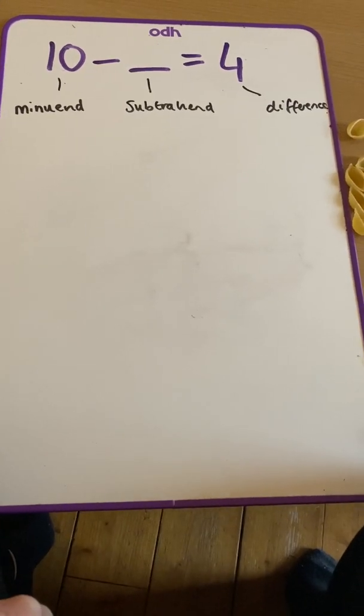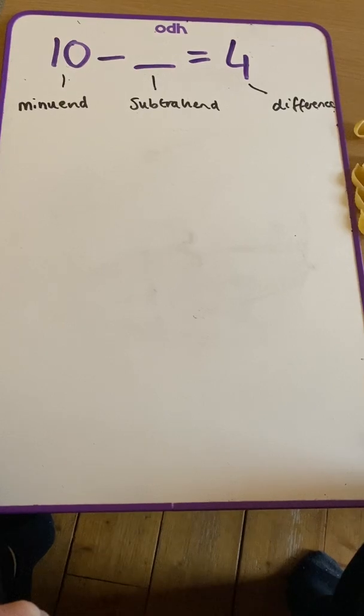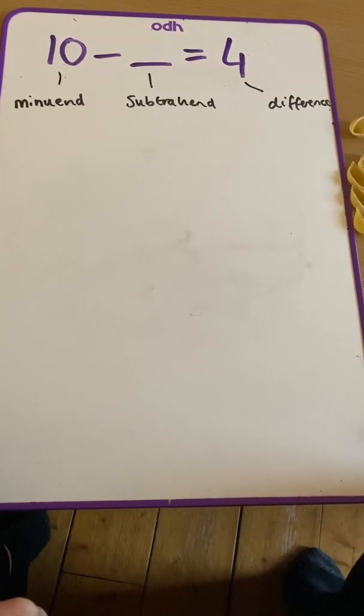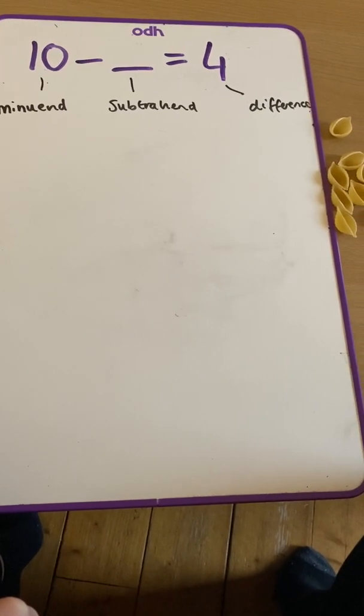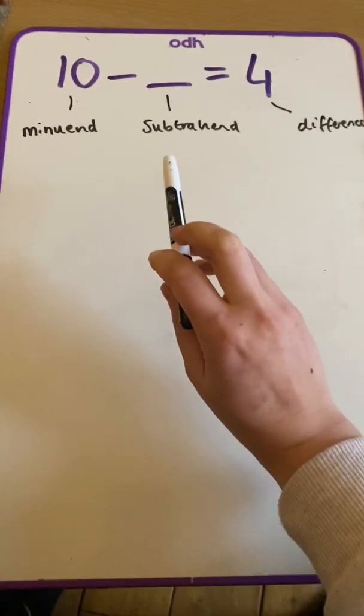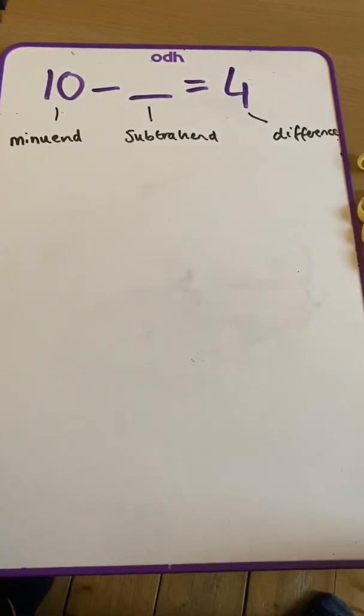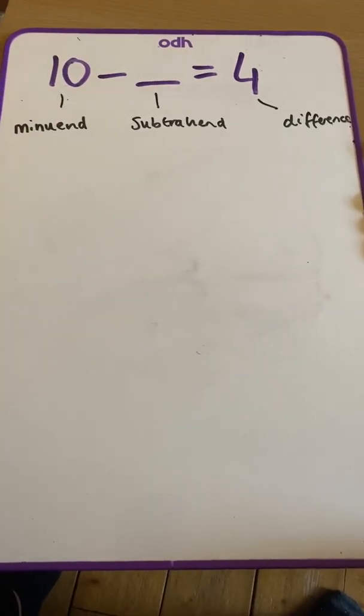Now, last week we were looking at missing addend questions, where part of the calculation was missing for us to find the total of a number. Now today we are looking at the missing subtrahend. The subtrahend is a number that is being taken away from another number.